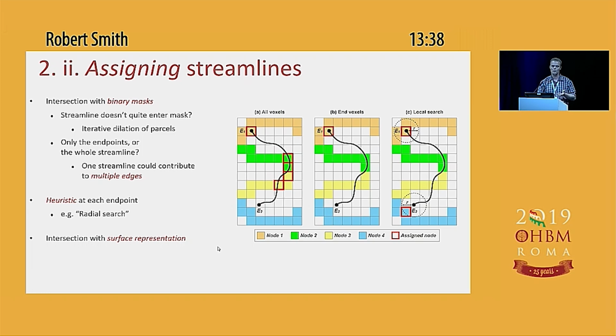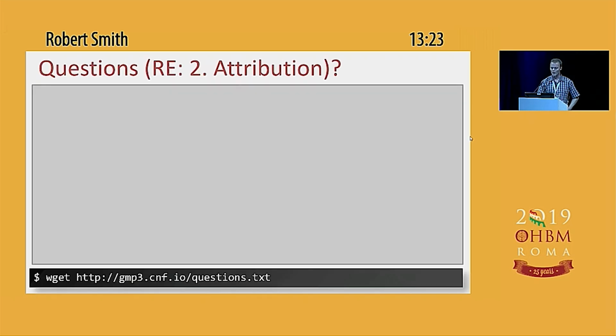Probably the more robust way to do this would be to interact directly with a surface-based representation of the cortex. There are some softwares to do this, but obviously that comes with its own large number of caveats. So are there any questions that are specific to this point number 2 on streamlines attribution?